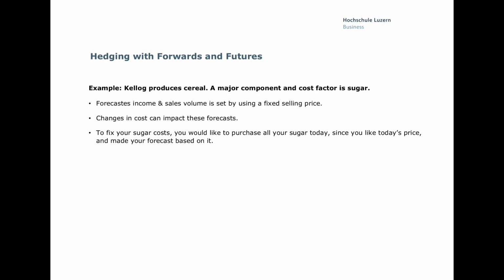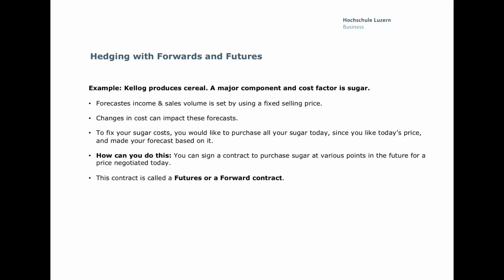As a company producing cereals, you would like to fix your sugar costs by purchasing all your sugar today, since you like today's price and all your forecasts are based on it. But how can this be achieved? The answer should be pretty obvious by now. You sign a futures or forward contract to purchase sugar at various points in the future for prices negotiated today.